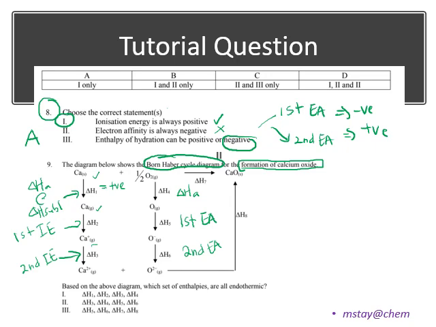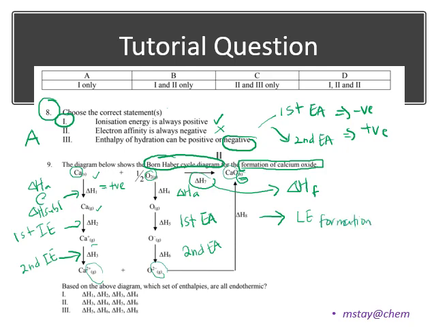For delta H7, the solid ionic compound is formed from calcium element and oxygen element, so delta H7 is the enthalpy of formation. Delta H8 is where one mole of solid ionic compound is formed from its gaseous ions, so this is lattice energy, lattice formation.